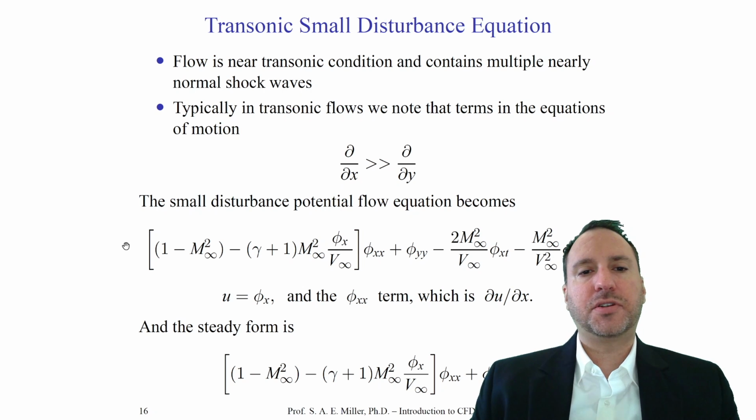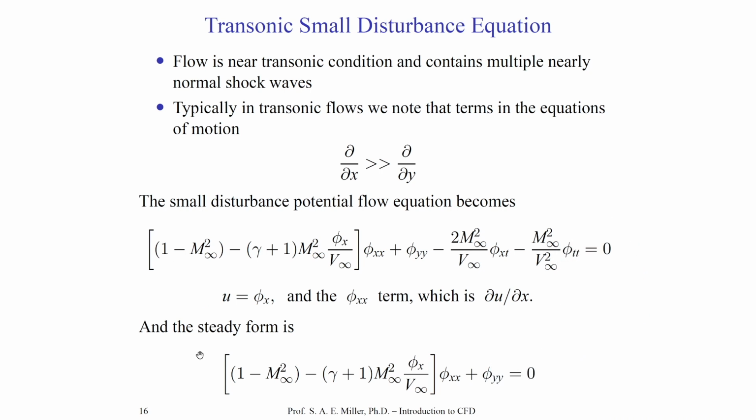Our small disturbance equation now becomes this particular form. And if we simplify it a little bit more and say it's steady, we get the form on the bottom of the page, where of course there's no temporal variation. That is, there's no phi sub tt terms, partial 2 phi, partial t squared.